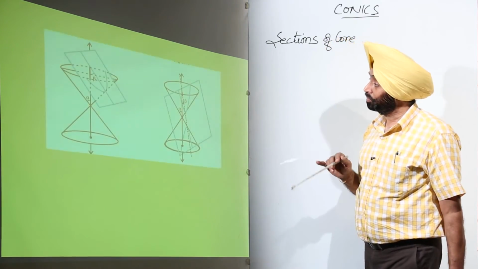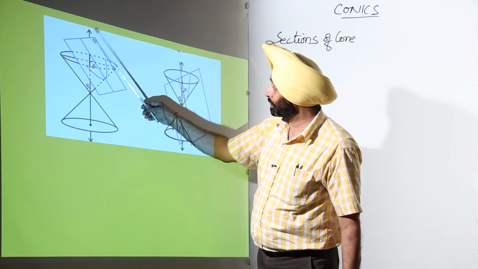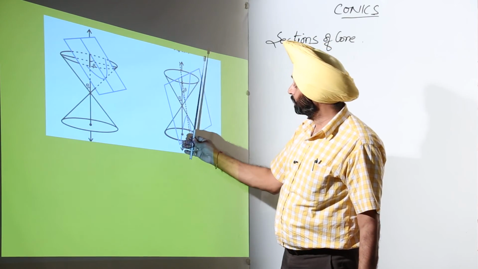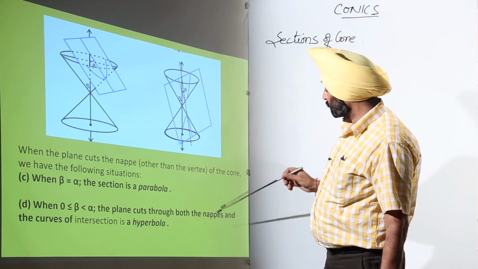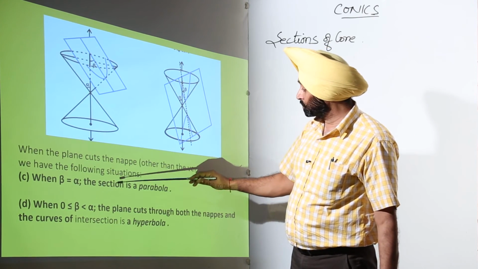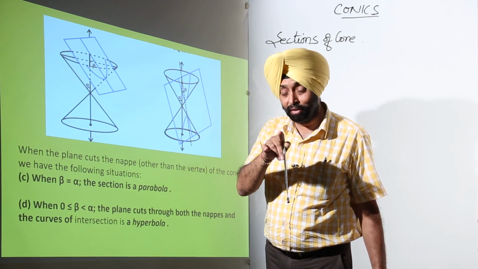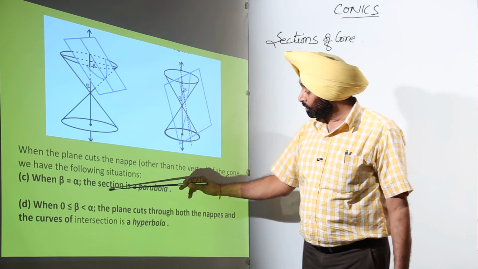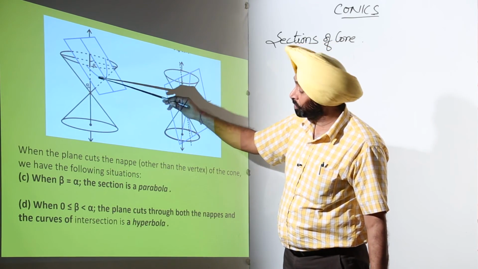Now here you can just look, it is moving like this one. First it was like this, then like this, now it is like this, and then like this one. So when the plane cuts the nappe other than at the vertex of the cone, we have the following situation when beta is equal to alpha. Earlier it was alpha less than beta for the ellipse. Now beta and alpha are both equal. The section is a parabola. Now it becomes a parabola like this one.